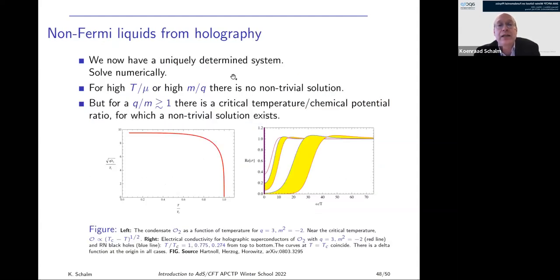Okay, it is still now a coupled set of two nonlinear differential equations. That's hard to solve analytically, so you solve it numerically. And what you find for very high temperature or very small charge, right? There's no non-trivial solution. In fact, the only solution that you find is the variation on the charged black hole solution. This is, of course, fully understandable.